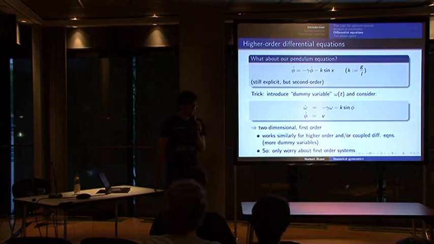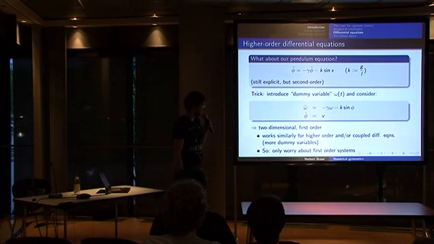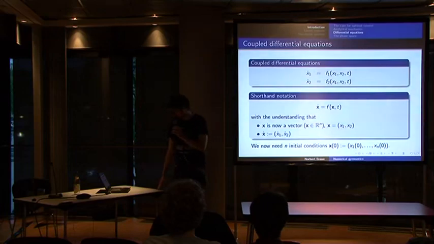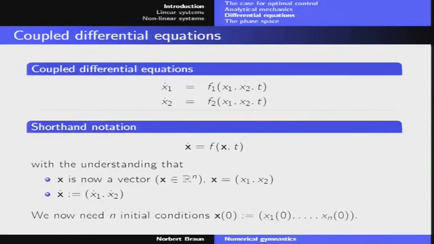So this works similarly if you have systems of second order equations and so on. So we only ever need to worry about systems of first order differential equations, like here. And we just write them as vectors. So instead of writing the two equations above, we write x as a vector. An important point is that we now need n additional conditions. For the pendulum, we need phi of 0 and omega of 0. So we need a starting position and a starting velocity.